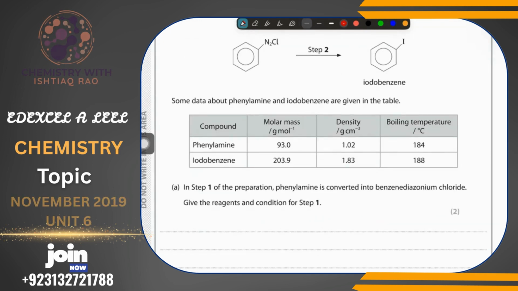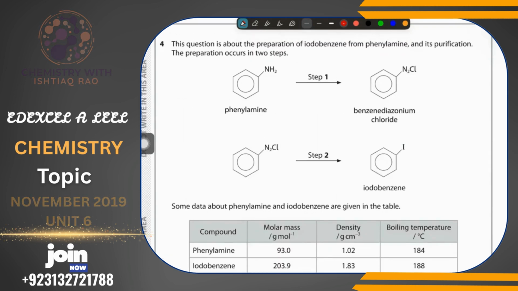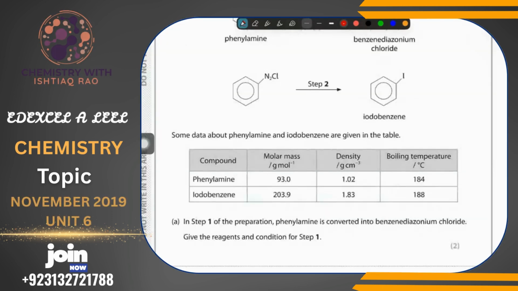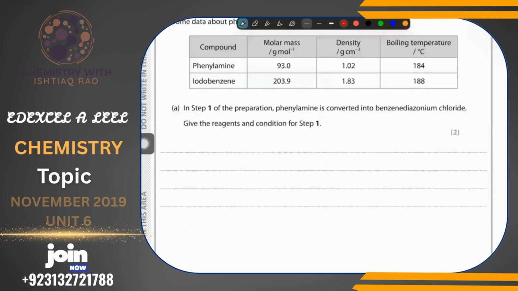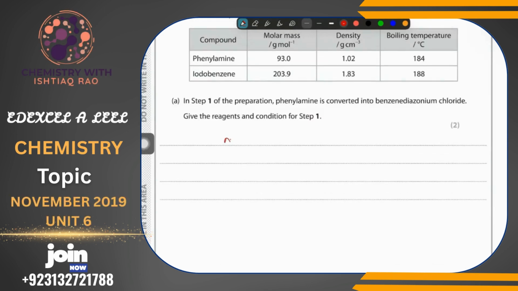In step one, the preparation, phenylamine is converted into benzene diazonium salt. Give the reagents and conditions for step number one. It should be sodium nitrite, NaNO2, plus HCl, and 0 to 10 degrees Celsius. 0 to 10 degrees Celsius, right?